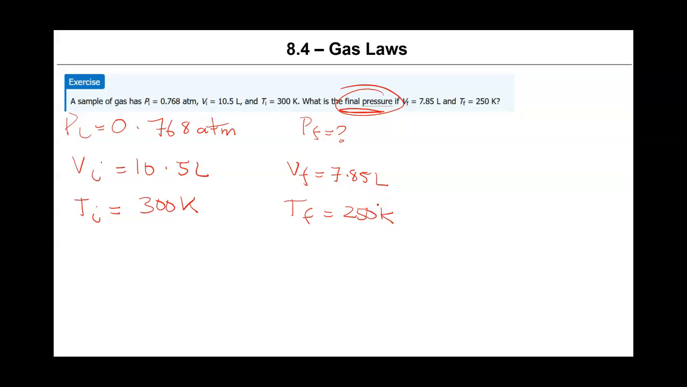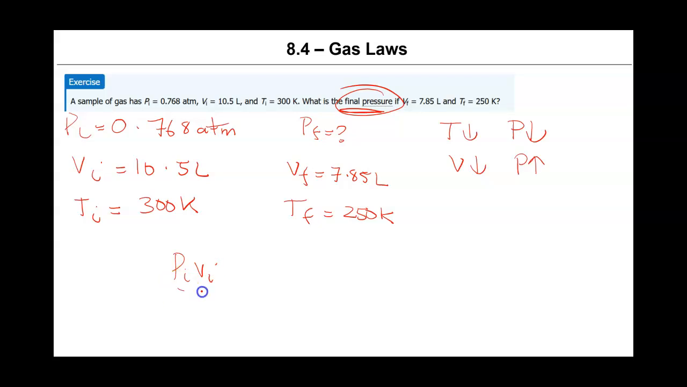250 Kelvin. So the temperature goes down, that'll make the pressure go down, and the volume has gone down, so that'll make the pressure go up. So unfortunately, we're not going to be able to estimate whether our final pressure should be bigger or smaller than our initial pressure, because we've got kind of two opposite changes occurring. So let's do the math.